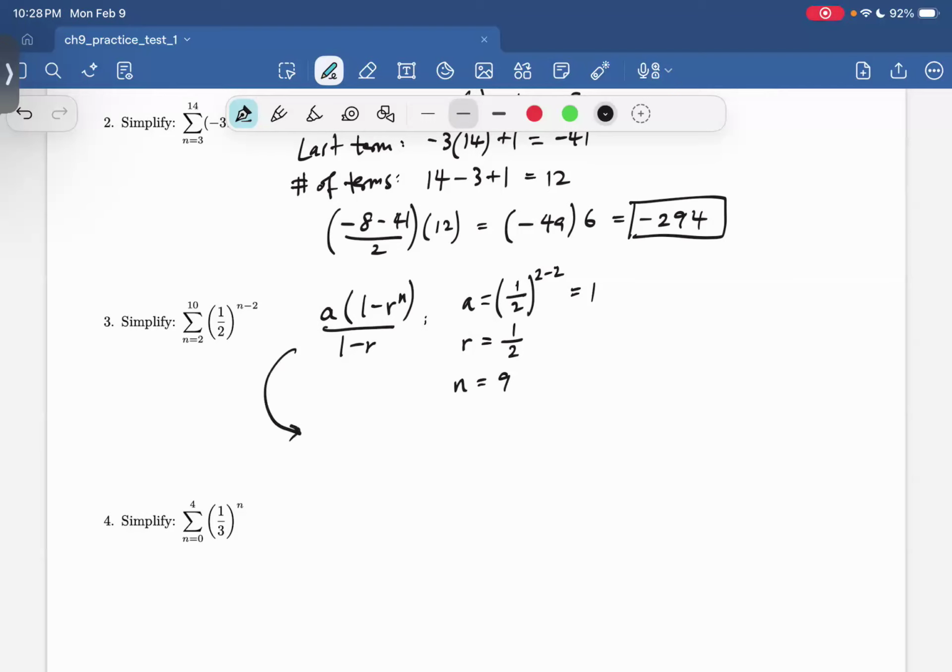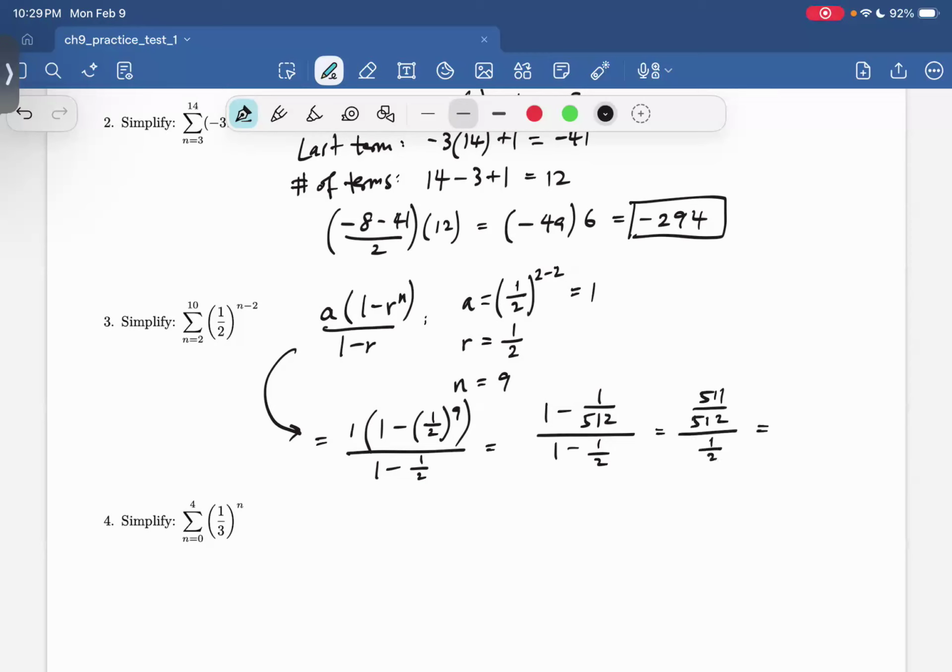So my sum is going to be equal to 1 times (1 minus 1/2 to the ninth) divided by (1 minus 1/2). All right, so that's going to be 1 minus 1 over 512, divided by 1 minus 1/2, which is equal to 511 over 512 divided by 1/2, which is equal to 511 divided by 256.